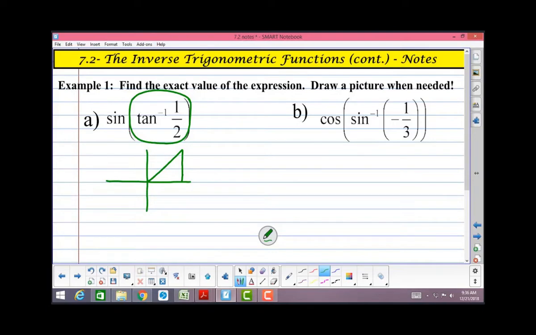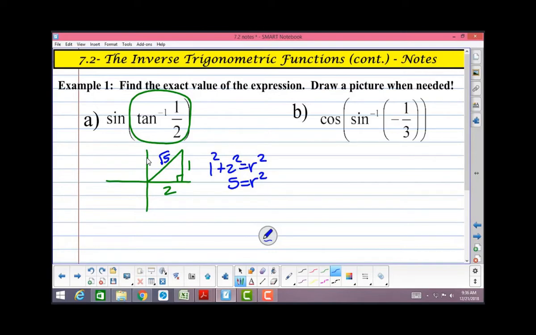Since the tangent is positive 1/2, we know it's in the first quadrant. Remember that tangent is y over x, so that's why I put the 1 here and the 2 here. So in order to figure out the sine, we need to figure out the radius of this angle. So use the Pythagorean theorem. We know 1 squared plus 2 squared is r squared, so r squared is 5. Therefore, r is the square root of 5. Now we can figure out the sine of this angle.